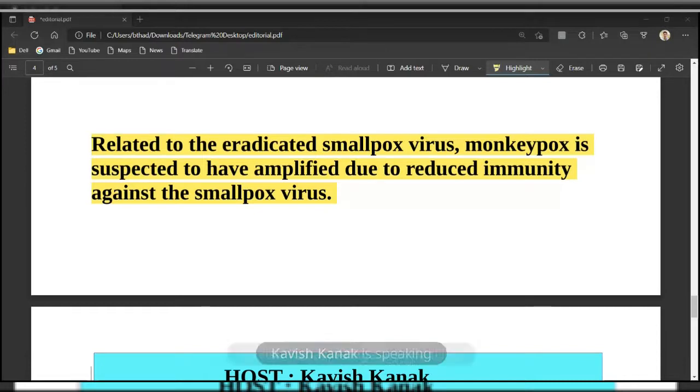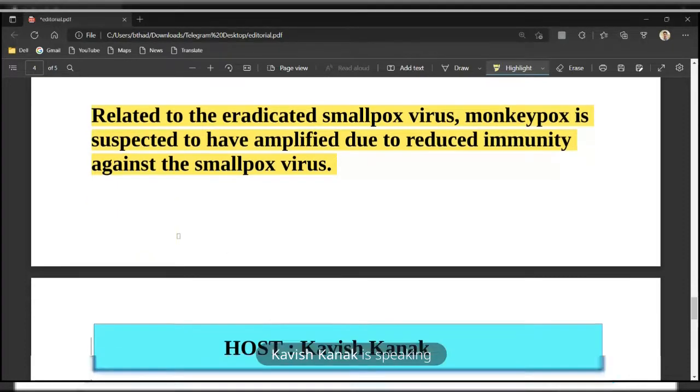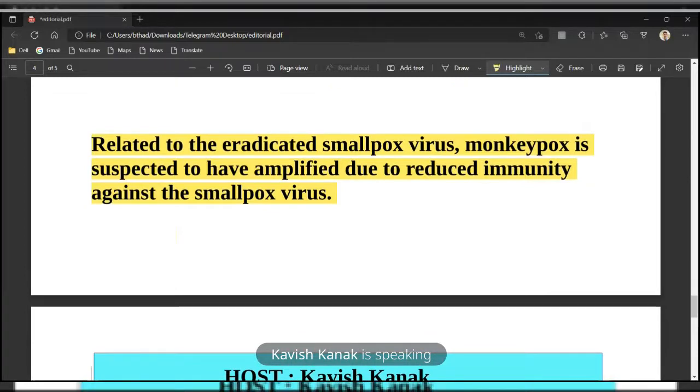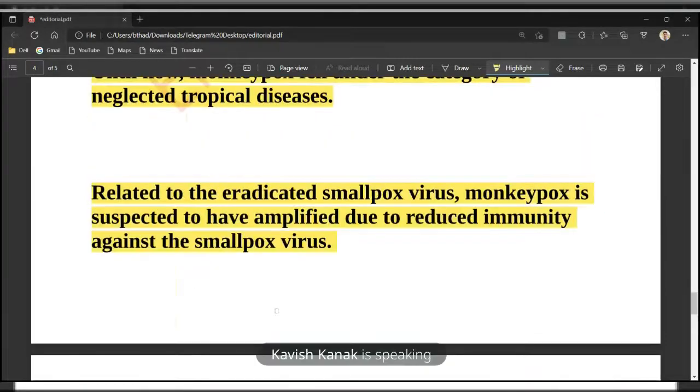Hello guys, we can jump to this one related to the eradicated smallpox virus. Okay, so here it is. I will give it a reading. Related to the eradicated smallpox virus, monkeypox is suspected to have amplified due to reduced immunity against the smallpox virus. As you know, the smallpox virus is already eradicated. The specific time which was given was 1980. In 1980, WHO declared that they had eradicated smallpox.